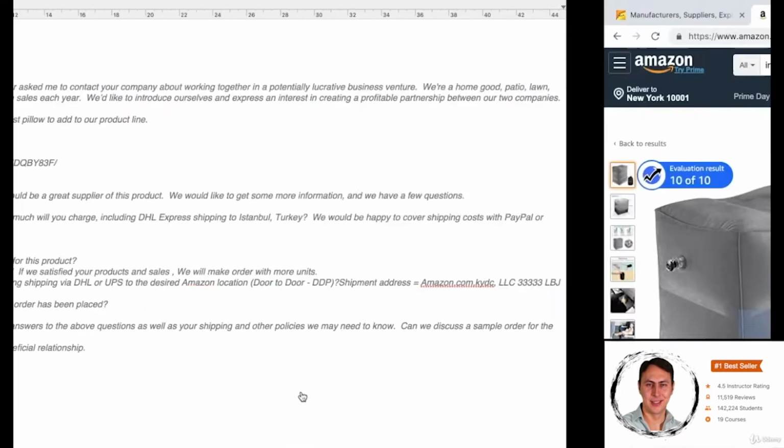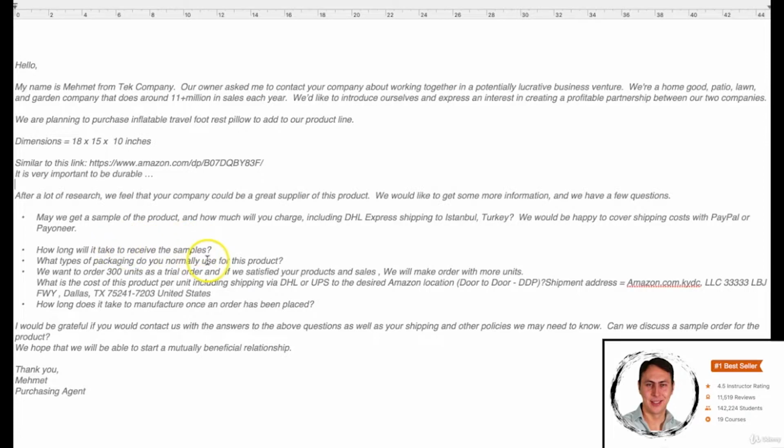Later on, we want to get a price after giving more details about our order. We want to order 300 units as a trial order, and if we are satisfied with your products and sales, we'll make an order with more units. We are saying our mind here. Below, what is the cost of products per unit including shipping via DHL or UPS to the desired Amazon location? There is an important point here.